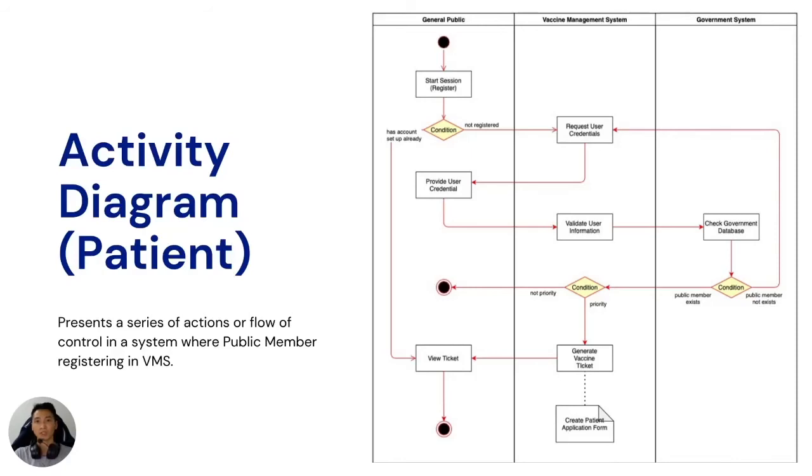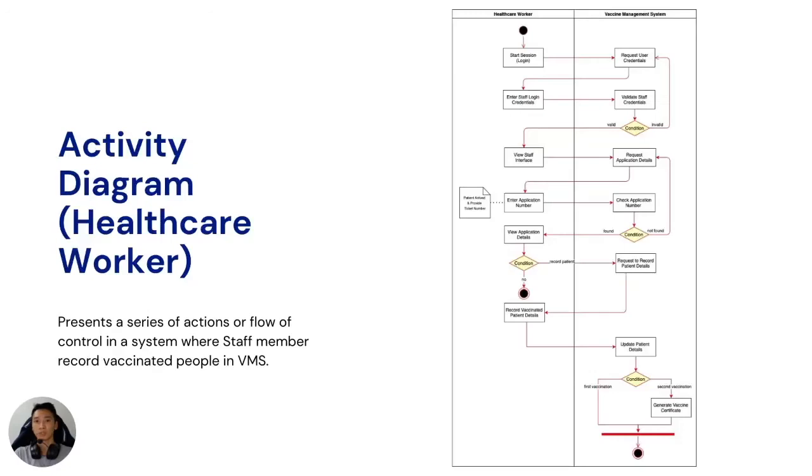The second activity diagram that was created for the stakeholder healthcare worker portrays the steps required for them to record vaccination details, patient information, and to generate the vaccination certificate. The healthcare worker would first need to start the session and log into the system with their requested user credentials, as they are then validated on the system.